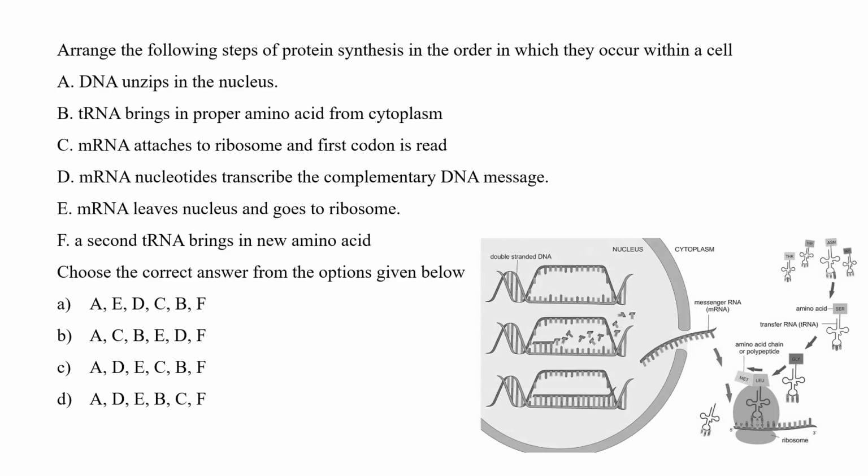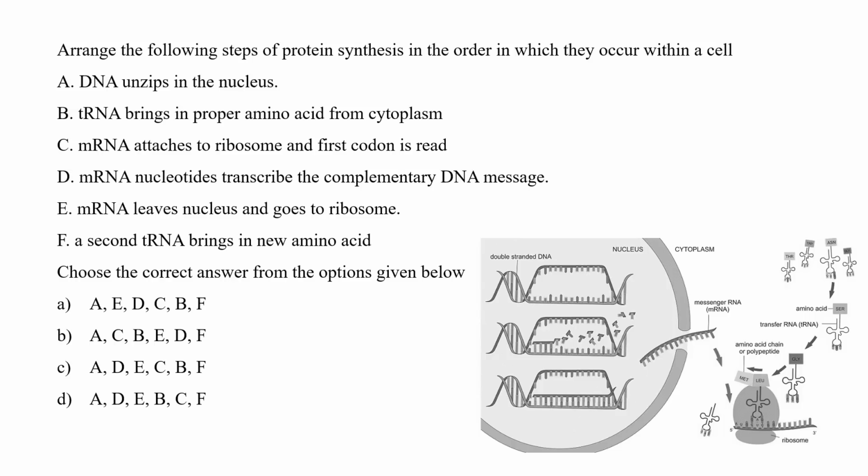If you see it in the diagram, what is the first step that is going to happen? DNA is going to unzip for the transcription process. What is the next process? Then the mRNA nucleotides transcribe the complementary DNA message, which is done by RNA polymerase, which uses the DNA template and synthesizes the mRNA. Now what is the next step? mRNA is going to leave the nucleus and go to the cytoplasm and look for the ribosomes.